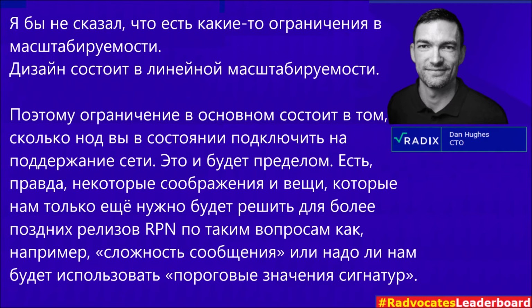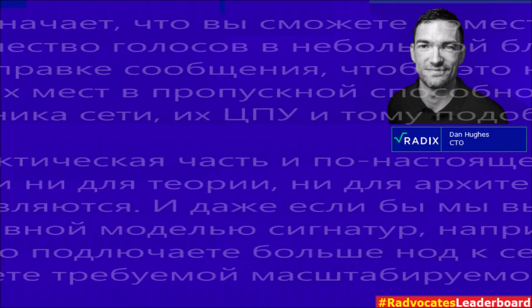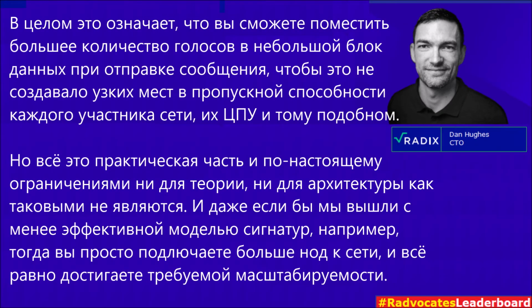There are some considerations and there are some things that we still need to figure out for the later RPN releases around things like message complexity, and do we want to use these things called threshold signatures? That basically means that you can capture more votes in a small amount of data when you send a message, so that it doesn't bottleneck everybody's bandwidth or their CPU and stuff like that. But they're all kind of more practical things. They're not really limitations to the theory or to the architecture as such.